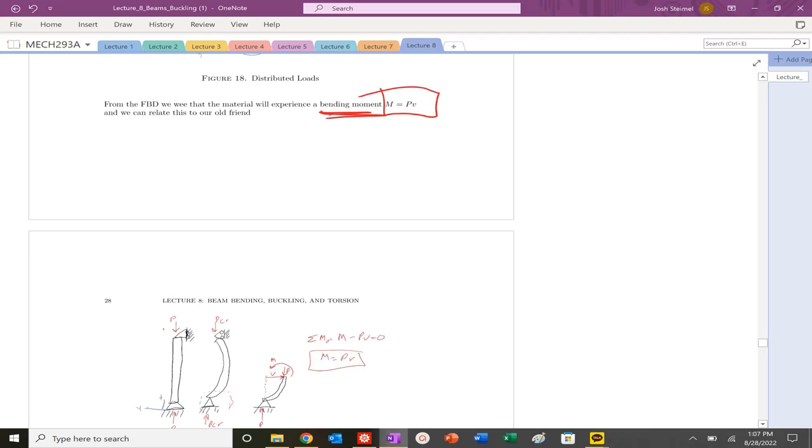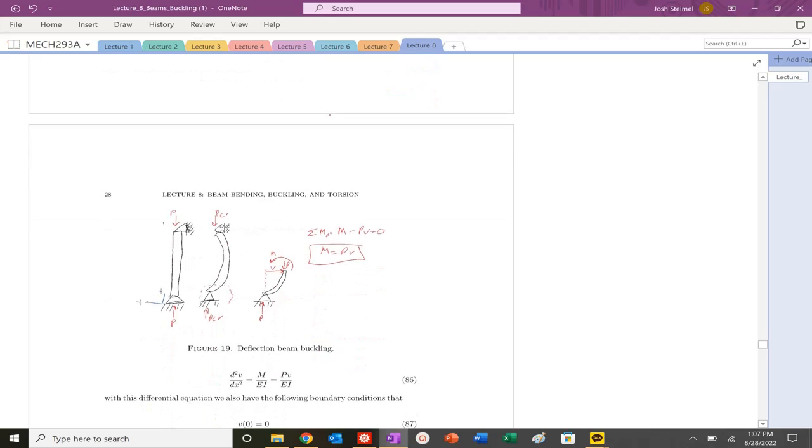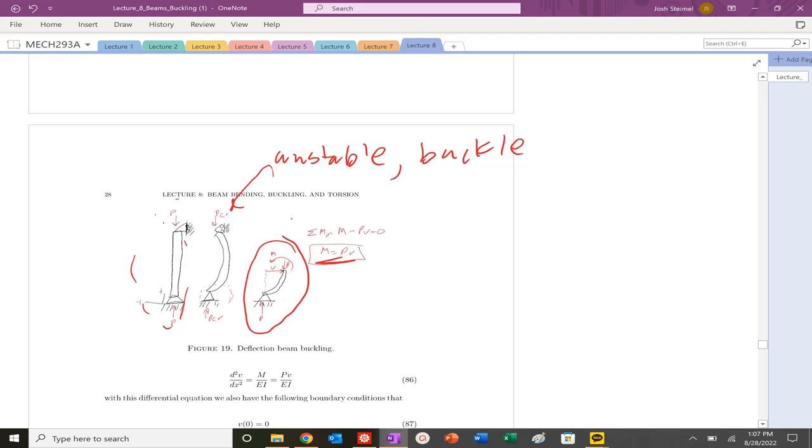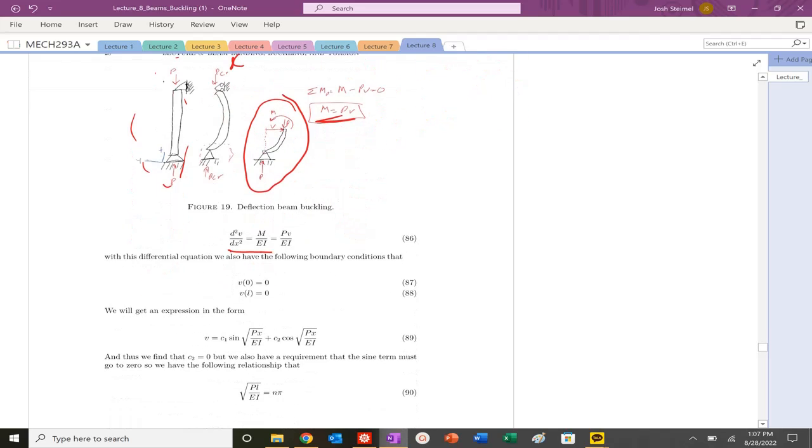One of the ways that we can do it is drawing a free body diagram. Again, same type of idea, constitutive equations. Initially we shorten it. Once it reaches its critical stability or instability, it will be unstable, it buckles, and we can develop an equation that relates that curvature and that resultant moment to that buckling phenomenon.